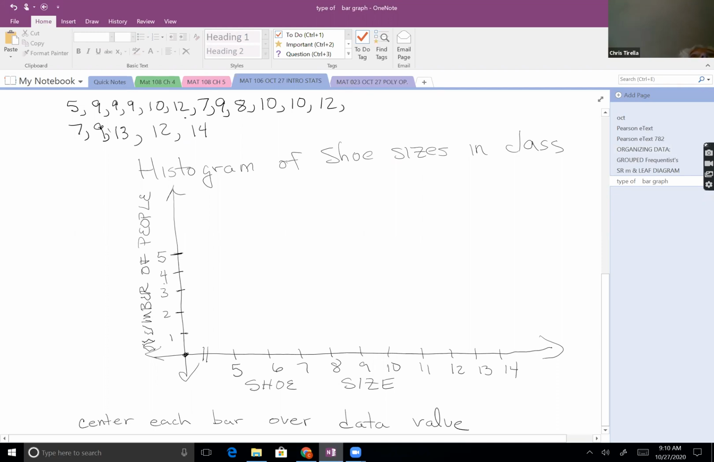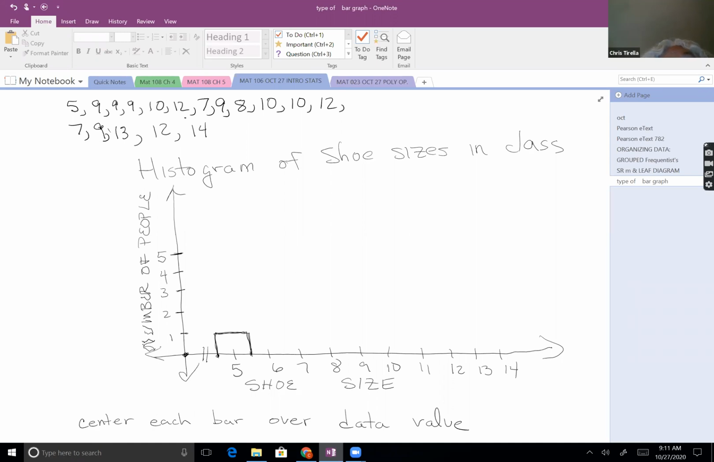And so we had one size 5. So above the 5, I want to have a bar with a height of 1. Because my bars have to touch, that bar is going to look like it goes from 4.5 to 5.5. But it's centered over 5. And it shows I had one size 5.